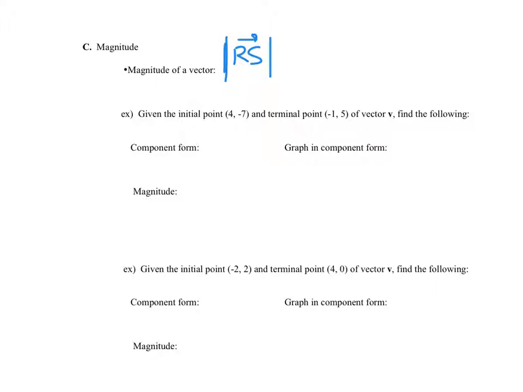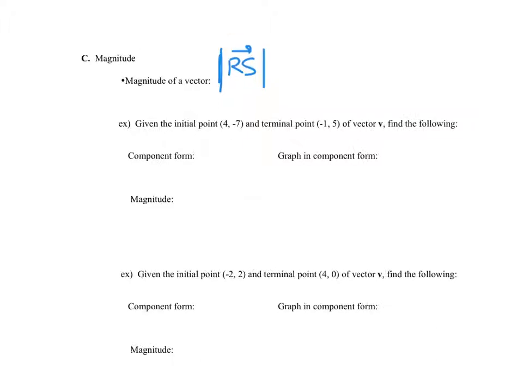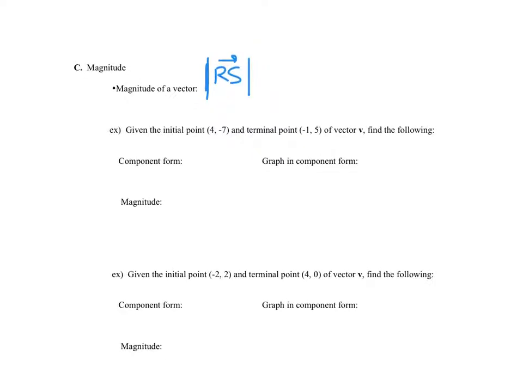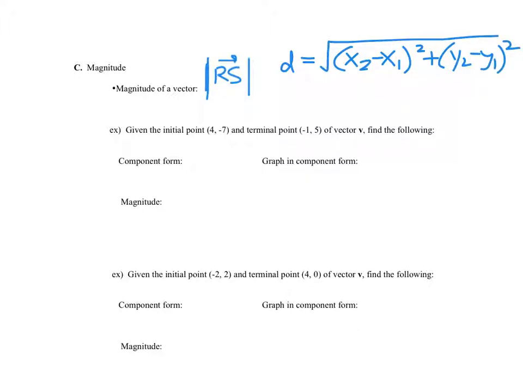Anyways, if you want to find the distance between 2 points, that's what this is, the distance between 2 points. The distance equals the square root. Do you remember how to do this? Yeah, x2 minus x1 squared plus y2 minus y1 squared. And where did we just see x2 minus x1 and y2 minus y1?